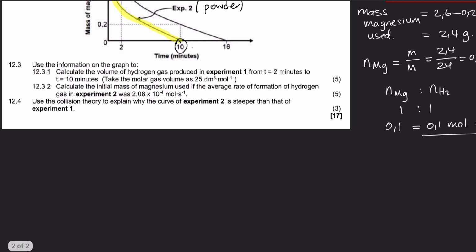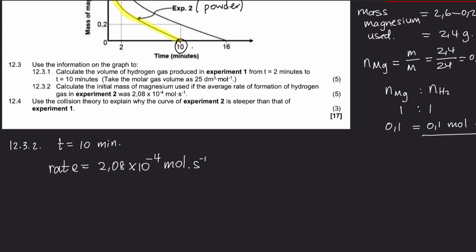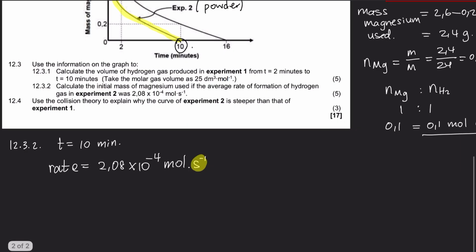So 12.3.2, we know the time is 10 minutes, and we know the rate. The rate is equal to 2,08 times 10 to the negative 4 moles per second. Now, since this is in seconds, in order to use the time, we need to convert the time to seconds. So 10 minutes times 60 is going to give me 600 seconds.